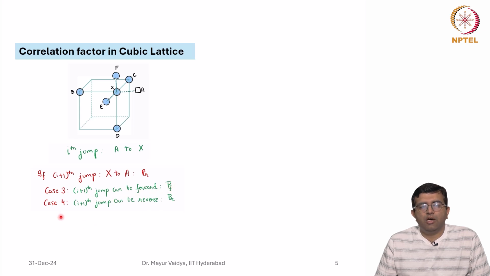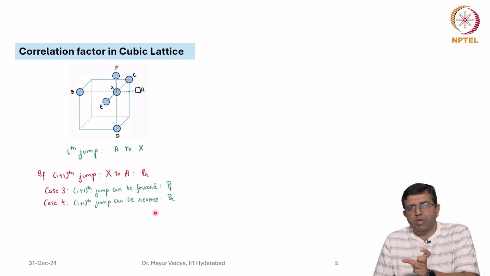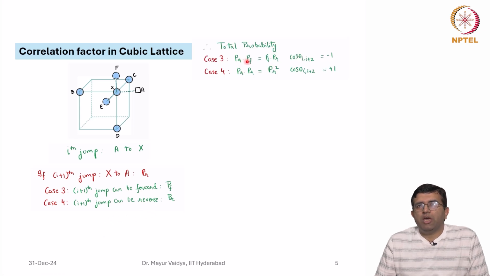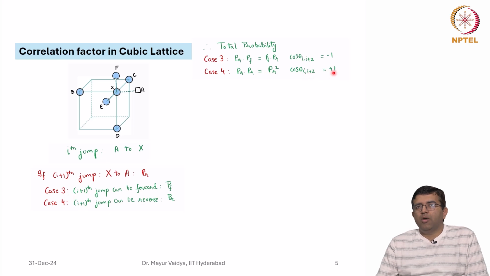Whereas here, the possibility is also that the I plus 2 jump can be reversed, and in that case, the total probability will be PR. Only for the I plus 2th jump, it will be PR. The total probability when we calculate will be PR into PF if you have case 3. So then you get cos theta I plus 2 as minus 1. Whereas for case 4, if both the jumps are reversed, then it is PR square, and again cos theta I plus 2 will be plus 1.